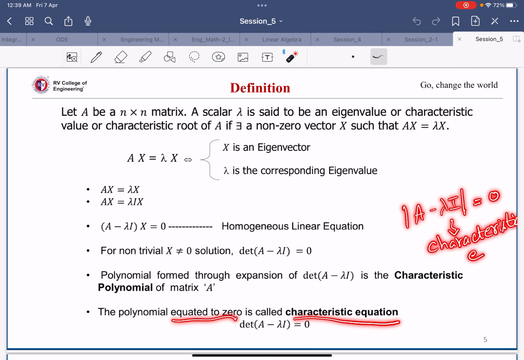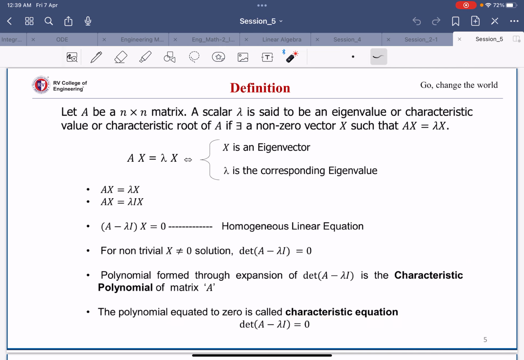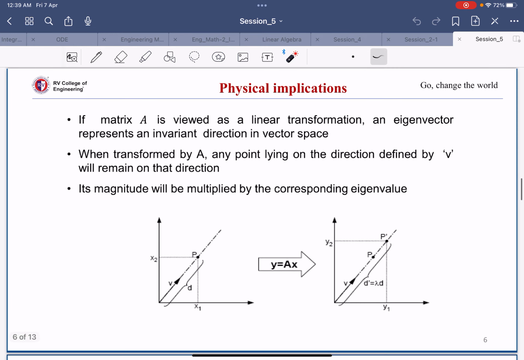Characteristic equation. So the physical implications or the geometrical interpretation of eigenvalues and eigenvectors is mentioned in this particular slide.